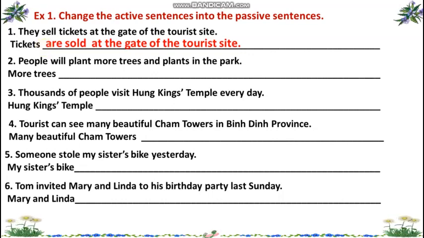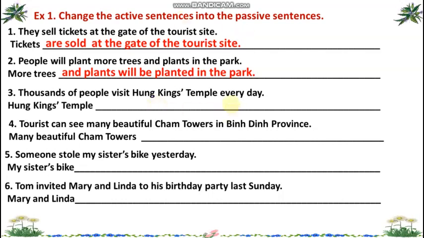At the gate, the tickets are sold at the gate of the tourist site. Now number 2, be careful with number 2. The object here is more trees and plants, not only more trees, right? And the main verb here we can see plant. So the new sentence is more trees and plants will be planted in the park.